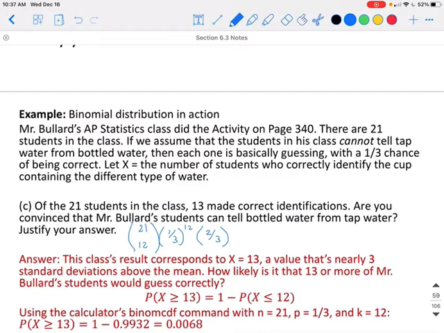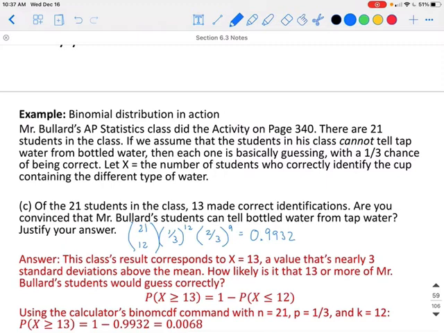The probability of failure is 2/3. If there's 21 students and 12 of them get it correct, then 9 of them would get it incorrect, and that would give you a probability of 0.9932. Or remember, you can do that on your calculator by hitting second vars, selecting binomial CDF, because we're doing less than or equal to 12. Your number of trials would be 21, your probability of success would be 1/3, and the number of successes would be 12, and you would still get that 0.9931.